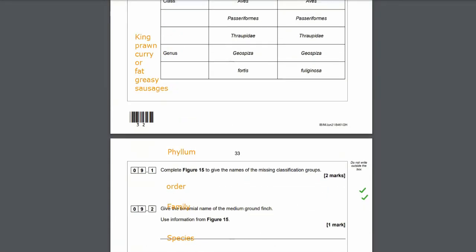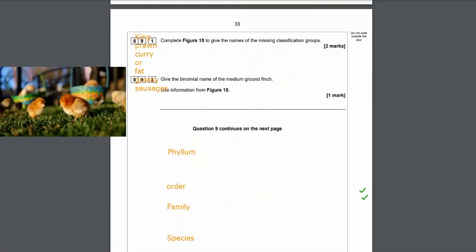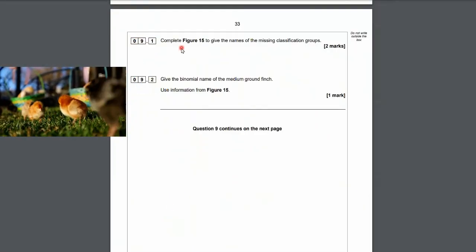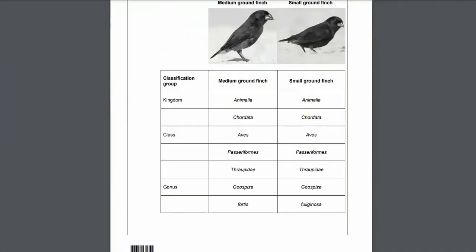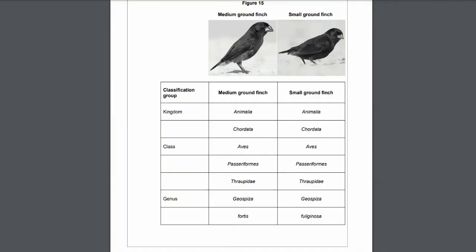Let's zing on. So let's go to 9.2. Give the binomial name of the medium ground finch. Use the information in figure 15. Now, the binomial name is always written in italics, and the binomial name is the genus followed by the species. So the first word in the name is the genus, and the second word is the species.